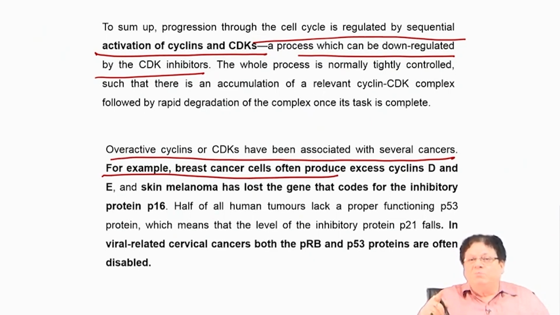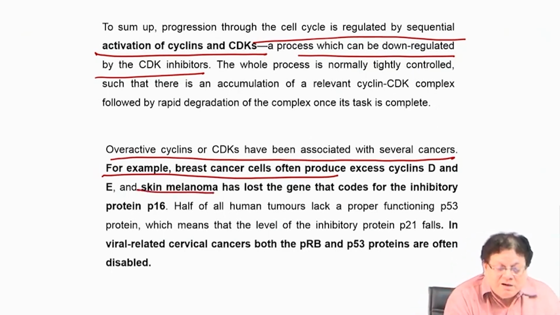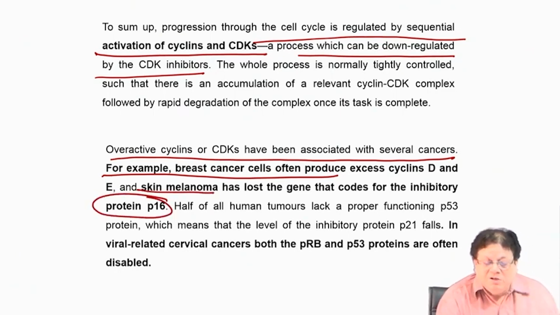There are some inhibitory proteins which are named P16 or P53. All these are very important. P16 is a gene which codes for the protein P16. Okay. That is an inhibitory protein. So, in skin melanoma, when you study it, you see that P16 is gone, it is not there.